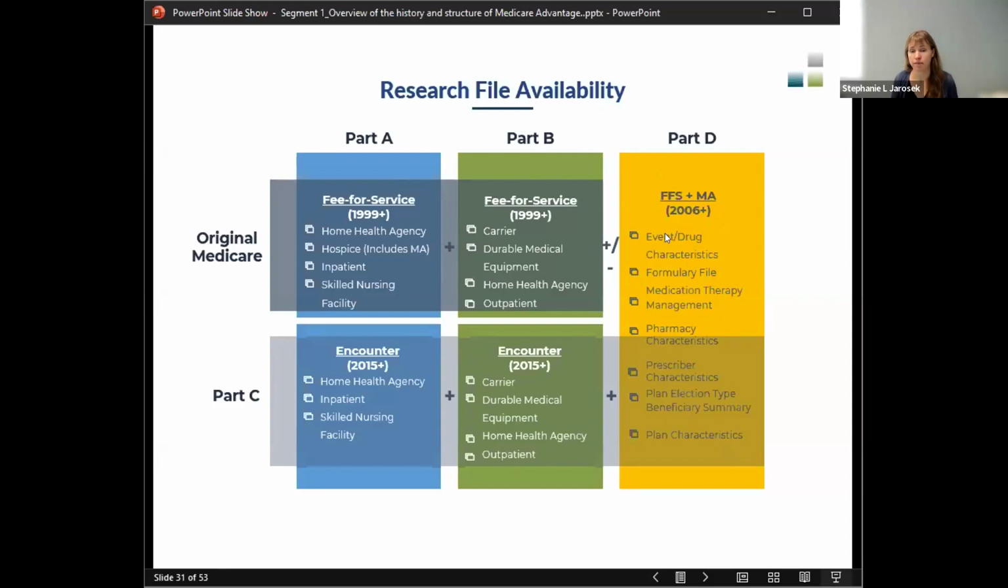So there are lots of different files available. There's the prescription drug events, which are actual fills, but then there's information about how formularies are designed and the characteristics of pharmacies and providers. And then there's a plan characteristics file that has been available since 2006, but in 2014 and prior, it never used to have Part C information, and now it does. So Becky will be talking a little bit about that later, how you can find more Part C information about the plans themselves.